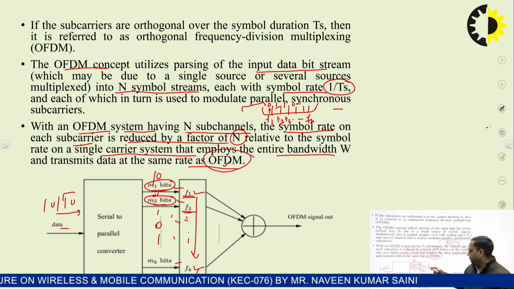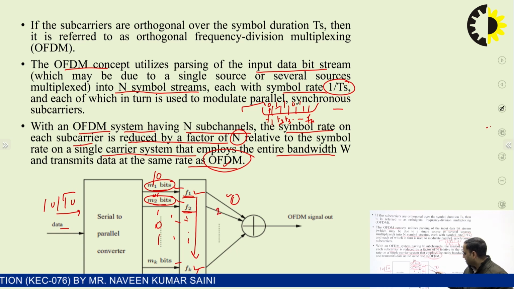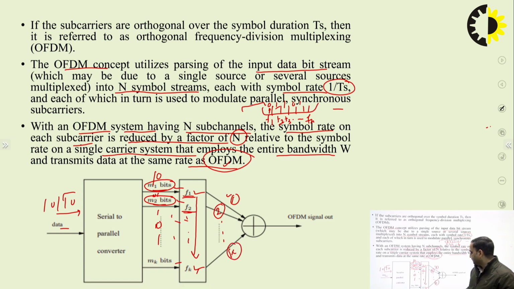When we modulate these different bits with F1, F2 and so on, this will be the first modulated signal, this one the second modulated signal and so on, up to the kth modulated signal. After that we combine all these modulated signals using the summer, right? The summer adds all the modulated bits, and this combined signal is called one OFDM symbol.